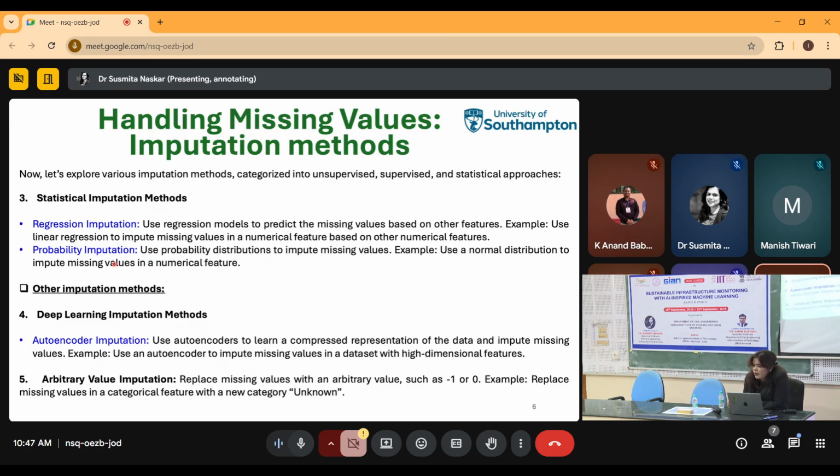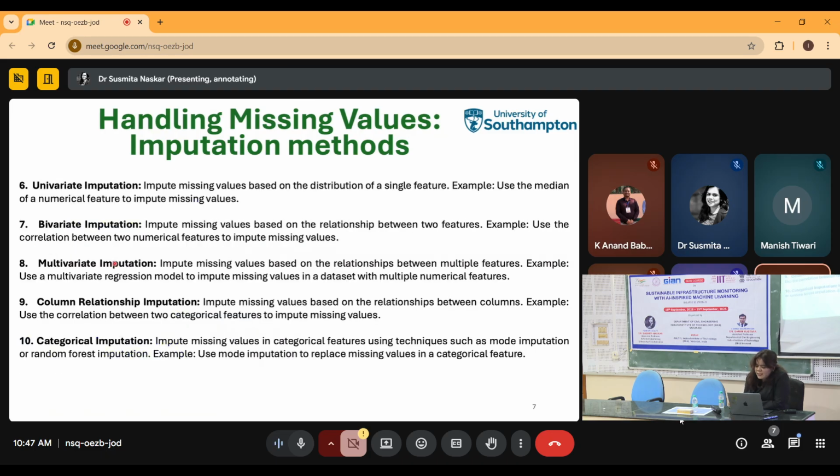And then there are several other ones, like arbitrary value imputation, which is also called sentinel value imputation. They replace with a flag value like -1 as an unknown category. Something like that. And then you can also see there are several other ones, which are univariate imputation, bivariate imputation, multivariate imputation, column relationship imputation and categorical imputation.